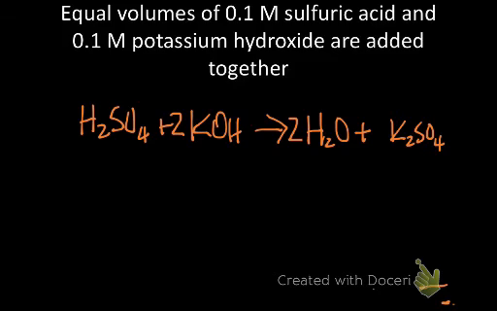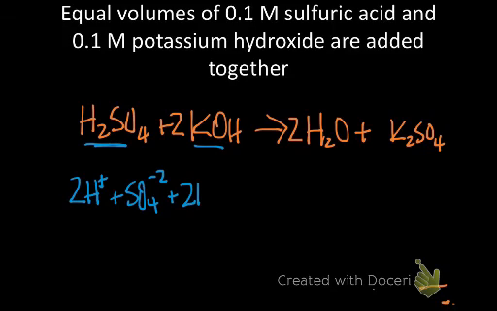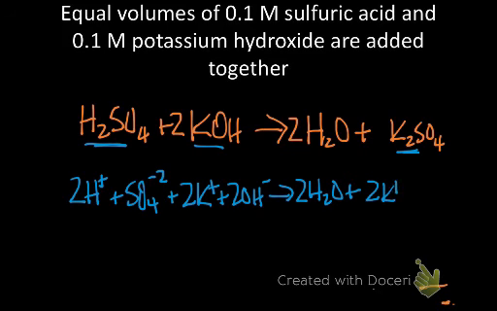Now we're going to go through and look at what forms ions in solution. So our first substance, H2SO4, is a strong acid, so we're going to end up with 2H plus and SO4 minus 2. Our KOH is a strong base, so that will also break apart. So 2K plus, 2OH minus. Water is a liquid, so that stays the way it is, 2H2O. And then our potassium sulfate also is an ionic compound, so that's going to dissociate. So we have 2K plus and SO4 minus 2.